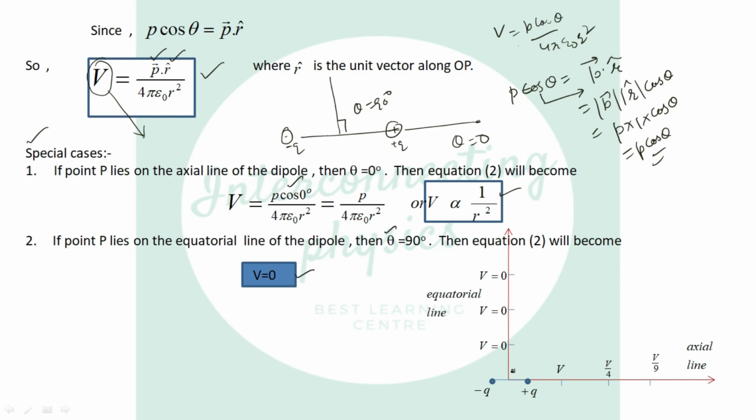So potential will be 0 on the equatorial line. Now you see the variation of potential along the axial line and equatorial line. For the equatorial line, at every point the value of potential is 0. But on the axial line the value goes on decreasing. You see here V. If r is 2 units, then it will be V divided by 4. If r is 3 units, then it will be V divided by 9. This means with the increasing value of r, the value of potential goes on decreasing.